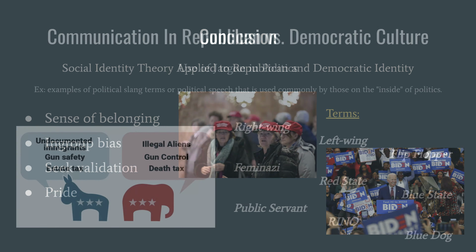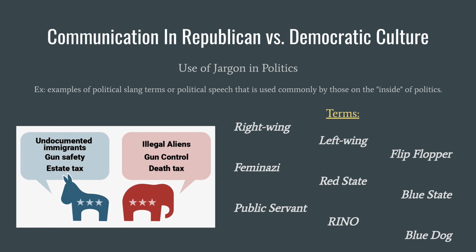In politics, the use of jargon is very common in communication between the Republican and Democratic culture, and there are political terms or political speech that is commonly used by those who are inside of politics. Between these two political groups, topics are worded differently. For example, Democrats will say undocumented immigrants, gun safety, and estate tax, while Republicans will instead use terms illegal aliens, gun control, and death tax.